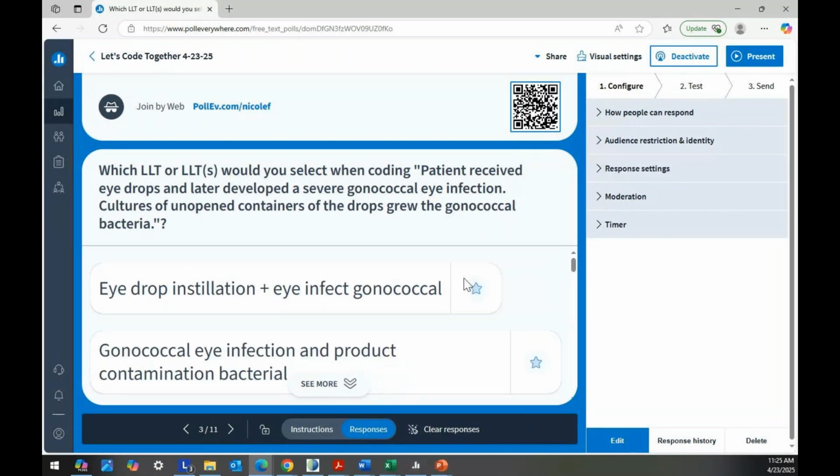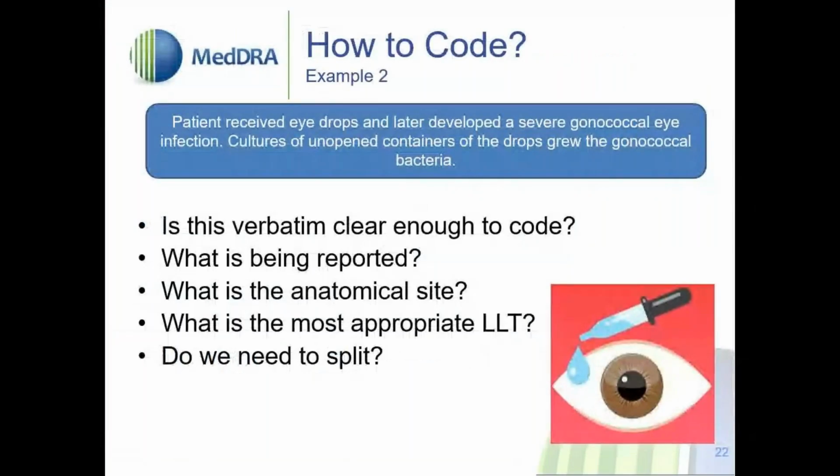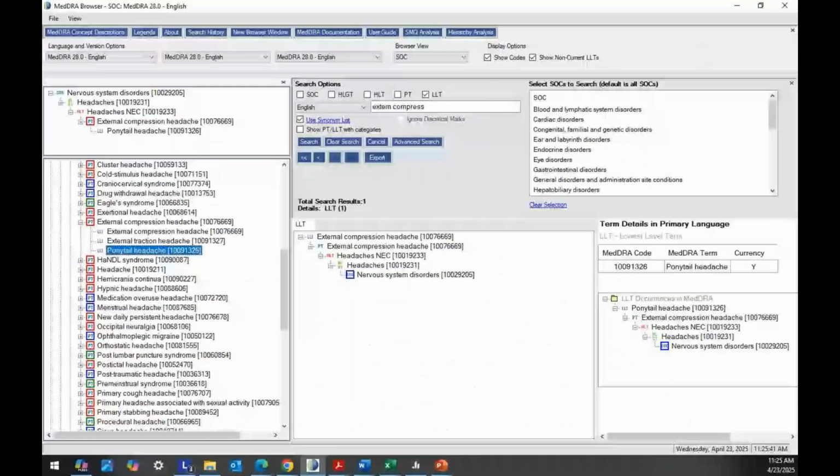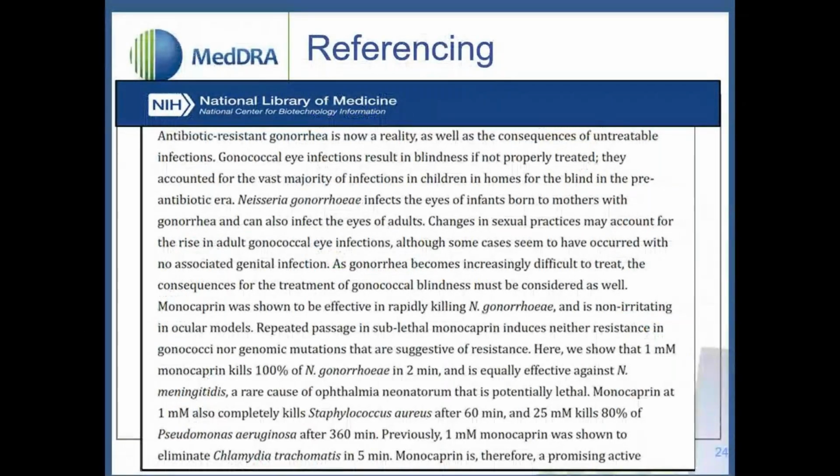Since we're coding together, I'm going to tell you my approach. So let's go to the browser. Actually, before we go to the browser, I'm sorry, Nicole, the reference. I wanted to learn a little bit about how I would arrive at eye infection gonococcal. First of all, I just wanted to do a little research. It's always good to make sure that your coding choice is medically accurate and that your medical judgment is based on facts. So never hesitate to look up things, check your medical references, as in the example here.